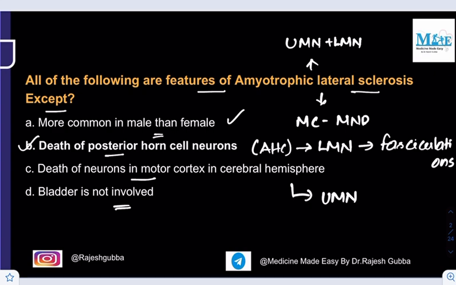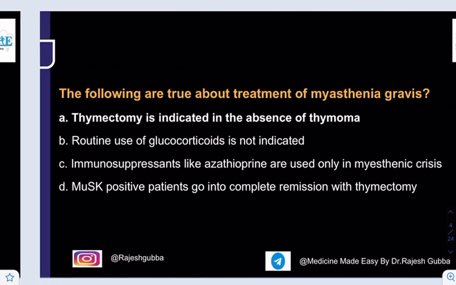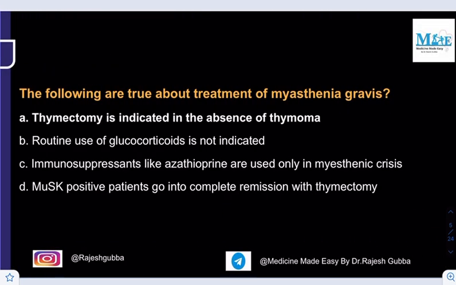And what are the drugs that you give in the treatment of amyotrophic lateral sclerosis? We have one particular drug called riluzole, and another important drug is edaravone. These two drugs will prevent the progression of amyotrophic lateral sclerosis. So this is about the one question on ALS, and the remaining four questions are on the topic of neuromuscular junction disorders, that is myasthenia gravis as well as Lambert-Eaton myasthenic syndrome.